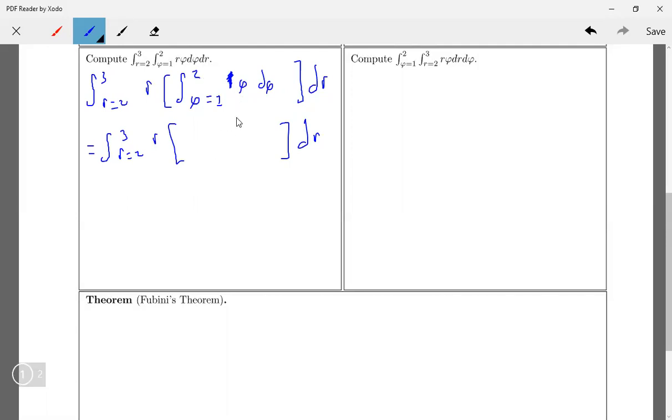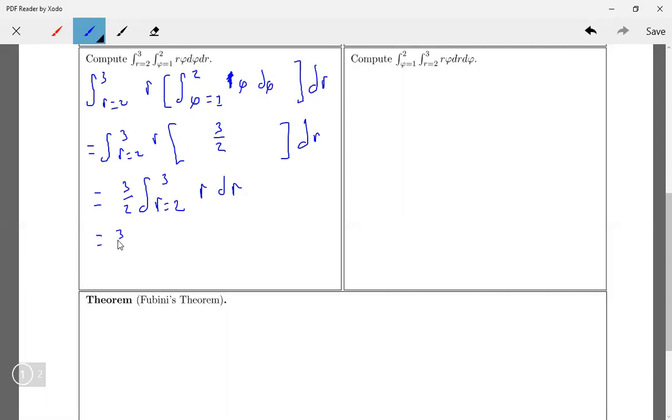Now the antiderivative of phi is phi squared over 2. So this is, from phi equals 1 to phi equals 2, 2 squared minus 1 over 2. That's 4 minus 1 over 2. That's 3 halves. So now I have an r integral. 3 halves is a constant. So this is going to be 3 halves times the integral from r equals 2 to r equals 3, r dr.